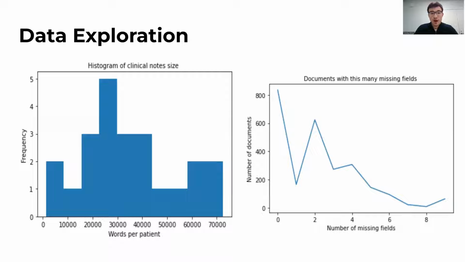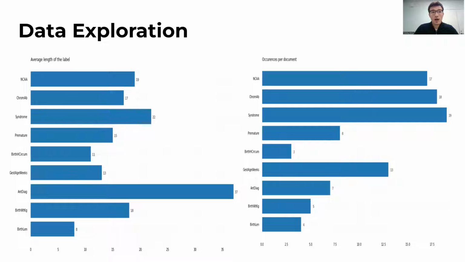We have a total of 2,500 clinical notes in the dataset with the average size of 40,000 words per patient. As you can see from the plot on the right, most documents don't miss any fields or miss just a few of them. For the data exploration, it was very helpful to manually go through the notes and discover the average length of the label, number of occurrences of each field per document, and also the format in which fields are entered in the clinical notes.